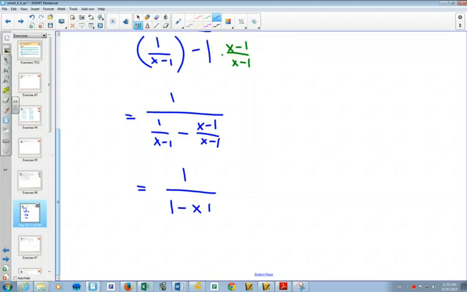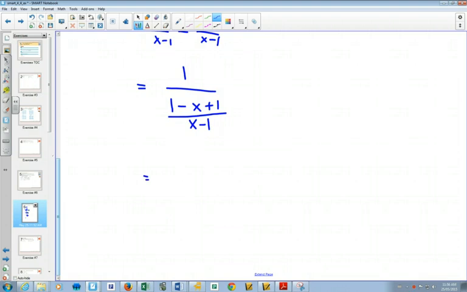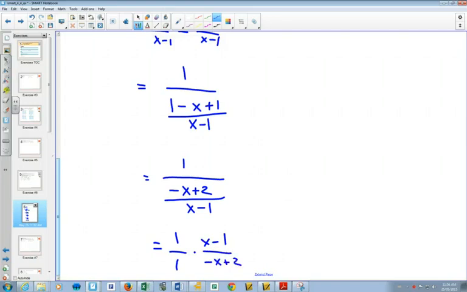And remember, when you're subtracting, this subtraction gets distributed to both of those. So you'll get a plus 1 there, and that will all be over x minus 1. So we would have 1 over negative x plus 2 over x minus 1. And if I multiply this by the reciprocal, I get x minus 1 over negative x plus 2.